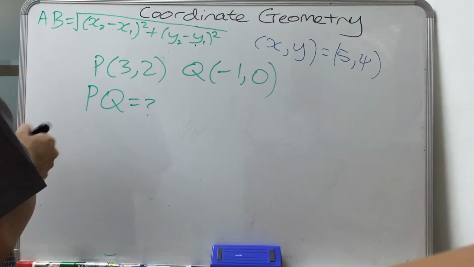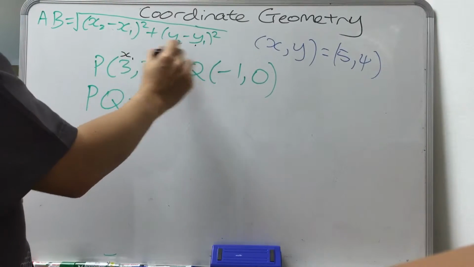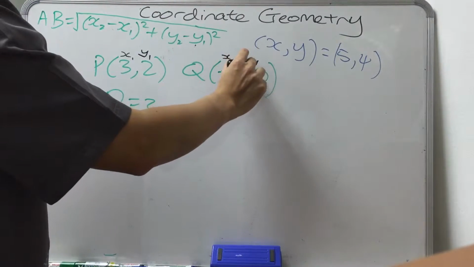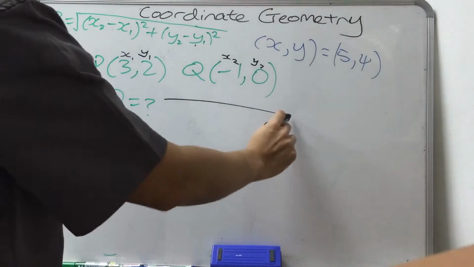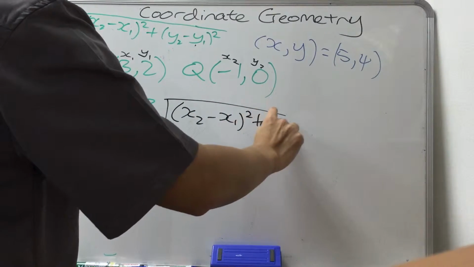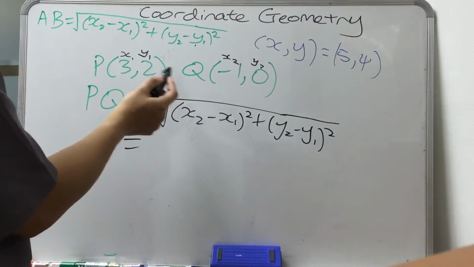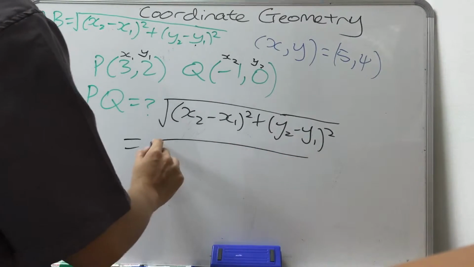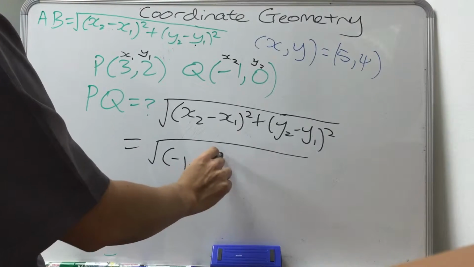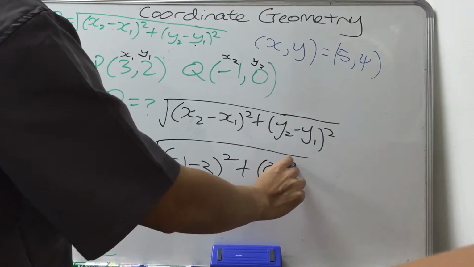Simply apply this formula. If you want to, you can label all your points: this is x1, this is y1, this is x2, this is y2. So PQ is given by the square root of (x2 minus x1) squared plus (y2 minus y1) squared. So who are your x1 and x2? x2 is minus 1, x1 is 3, so you get (minus 1 minus 3) squared. Who is your y2? y2 is 0, y1 is 2.